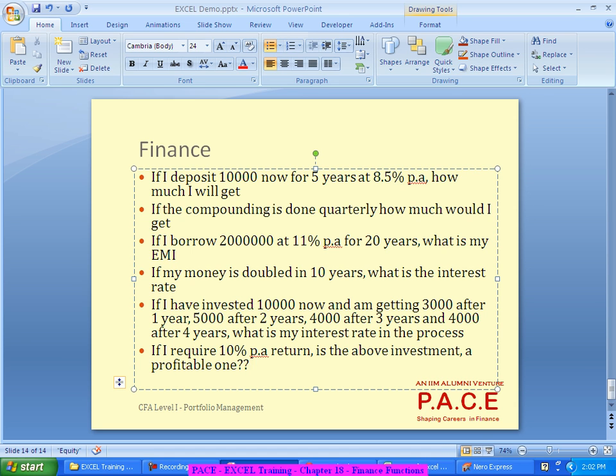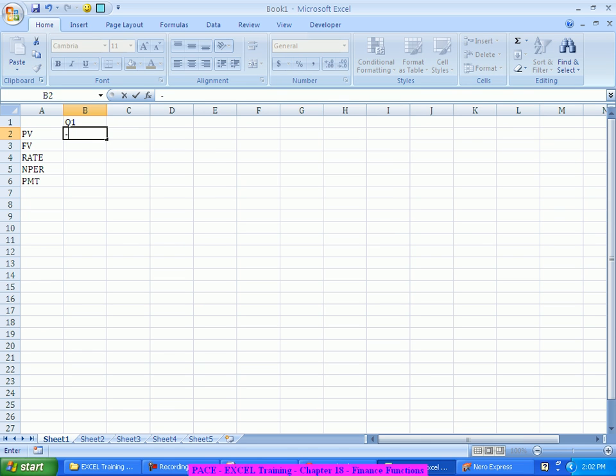So what are the numbers I have? I am depositing 10,000 now, today, which is a present value. If it is going away from my pocket, I'll take it as negative. If it is coming to me, I'll take it as positive. If it is a payment, I'll take it as negative. Any receipt, I'll take it as positive for consistency purposes. So because it's a payment today, I'll take it as minus 10,000. So the PV, let me just note it as minus 10,000.